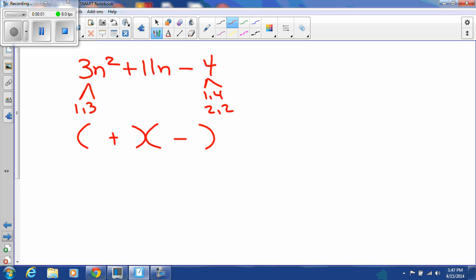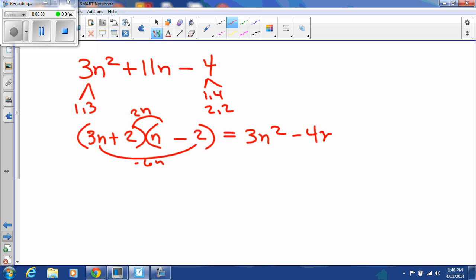Using my choices for factors, I'm going to choose 3n plus 2 and n minus 2. I'm using the 2 times 2 factors of 4. When I multiply, I get 3n squared. My outside term is negative 6n. My inside term is positive 2n. Now, negative 6n plus 2n is negative 4n, not 11n. So this is not the correct answer. It's time to guess again.